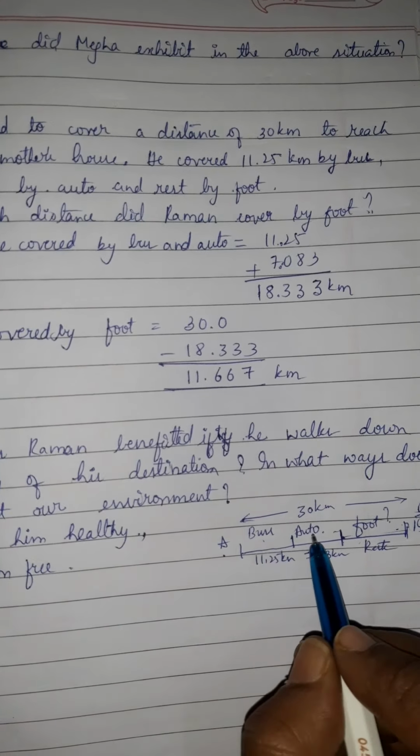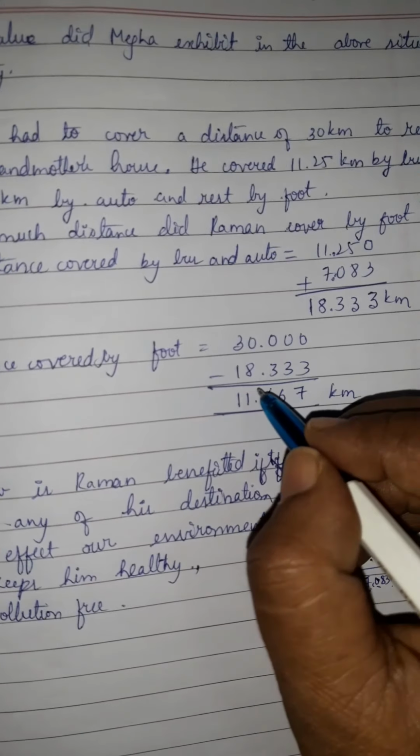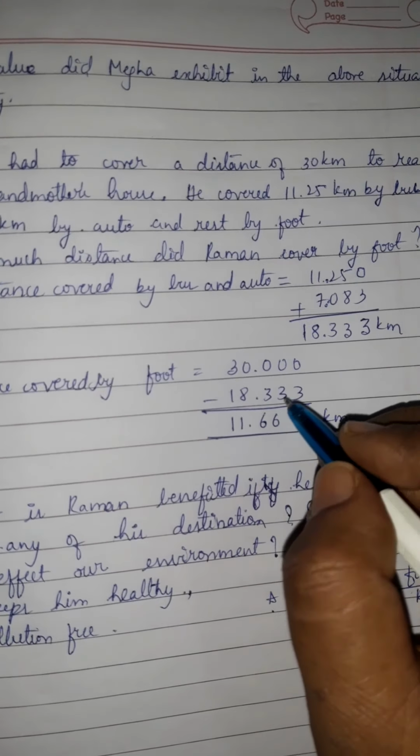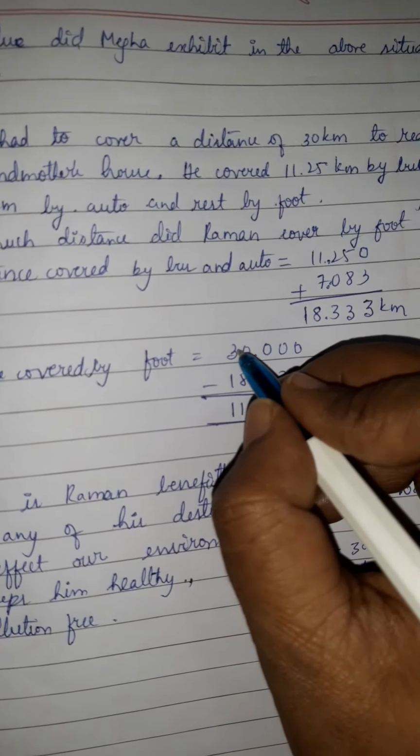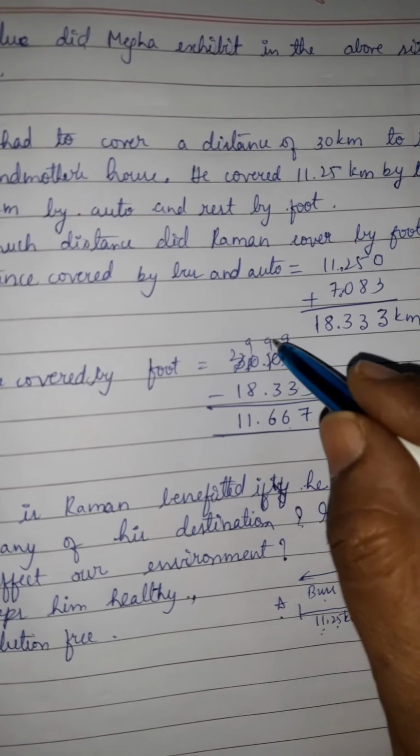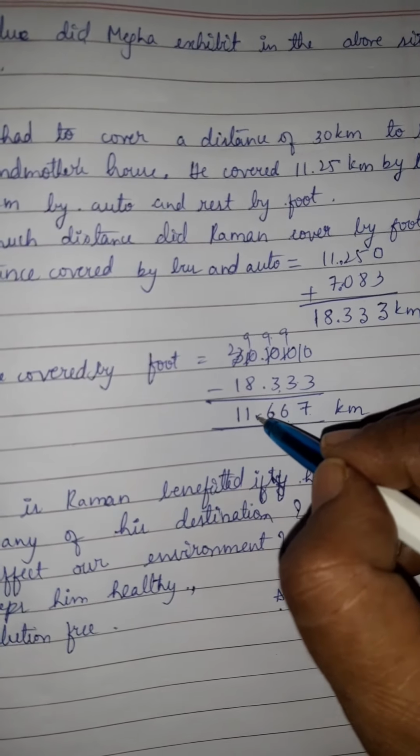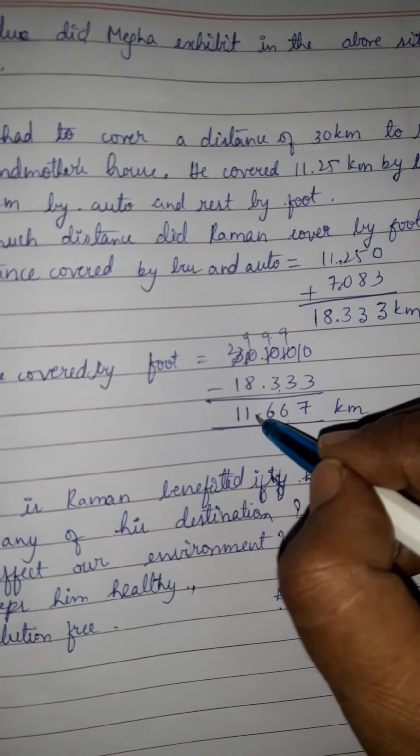After we get the total distance covered by bus and auto, this distance should be subtracted from the complete distance, that is 30 km. 30 km will be written as 30.000 minus 18.333. We will take the borrow. We know how to subtract, children. In the earlier classes we have learned 10 minus 3 is 7, 9 minus 3 is 6, 9 minus 3 is 6, point as it is, 9 minus 8 is 1, 2 minus 1 is 1.